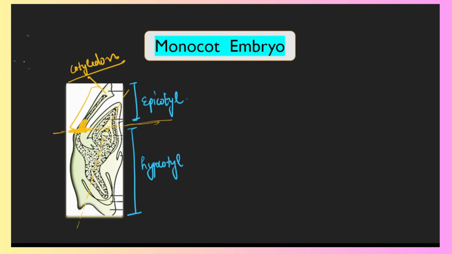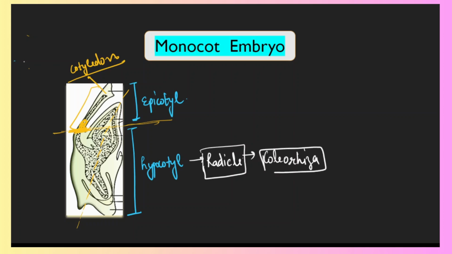Okay, now this is the hypocotyle. Hypocotyle will form the radicle that forms the roots. Now here one very important thing is the covering of the radicle. The sheath of the radicle is called the coleorhiza. Okay, this term is very important. What is coleorhiza? The sheath of the radicle or the covering of the radicle is called the coleorhiza.